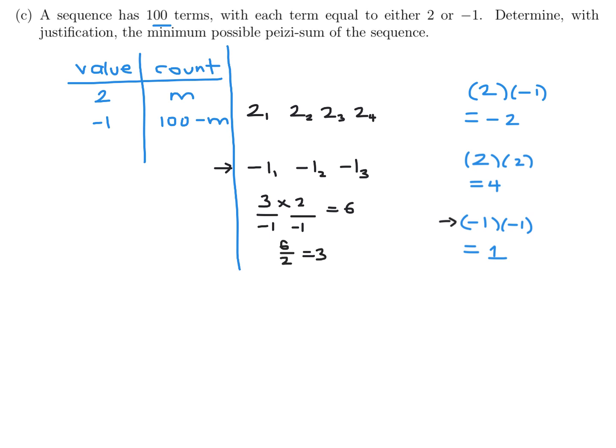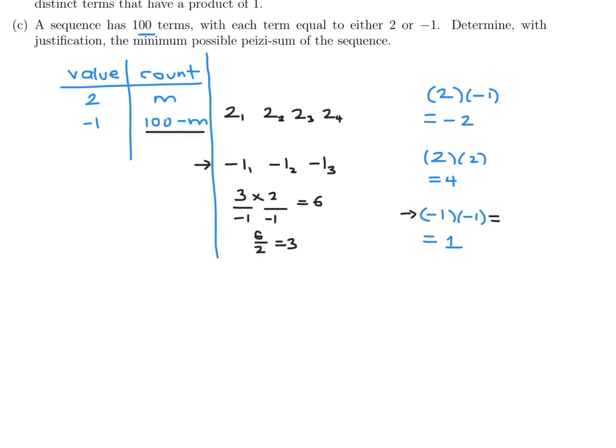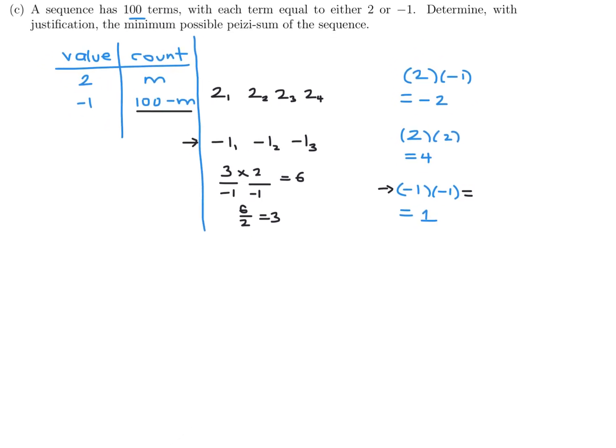So same thing here. We have to now deal with this guy, 100 minus m. So it's not exactly the same. For the first choice, which is this guy, it would be 100 minus m. But for the second choice, it's 100 minus m minus 1. And then, of course, don't forget to divide by 2. So basically, it's (100 minus m) times (99 minus m) divided by 2. That's how many pairs there are that give a product of 1.